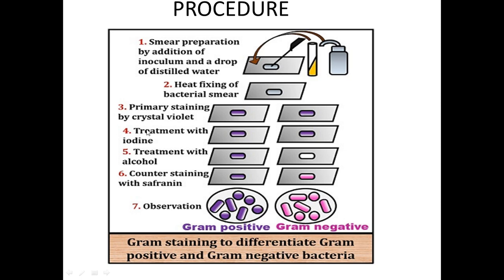Then when you add the counter stain, after rinsing, if the decolorizer washes off the crystal violet, when you add the counter stain, then the bacteria will assume the red color of the safranin. In other words, if it has a very thick peptidoglycan layer, in the case of the gram-positive bacteria, when you add the decolorizer, it can't wash it off. So even if you add the counter stain of the safranin and you wash it, you are going to wash away the safranin.